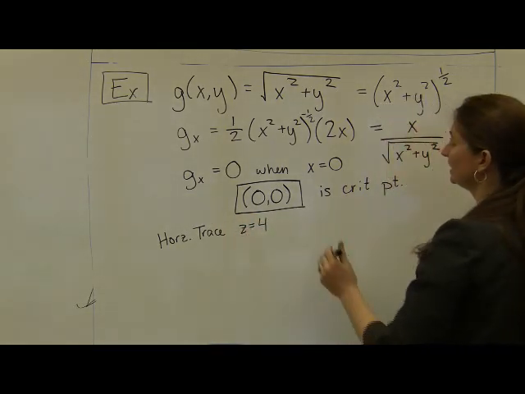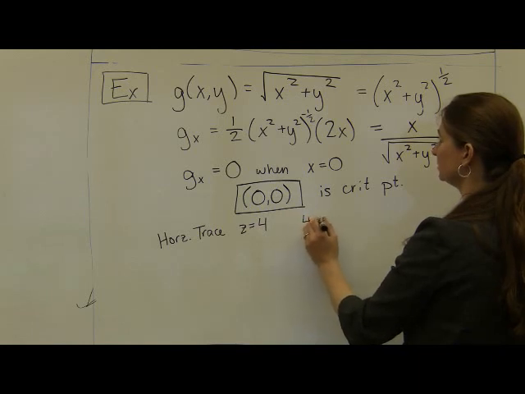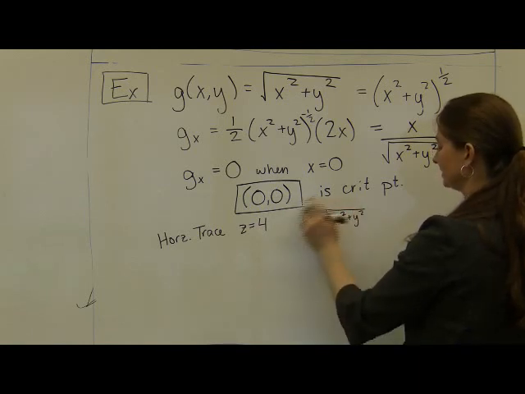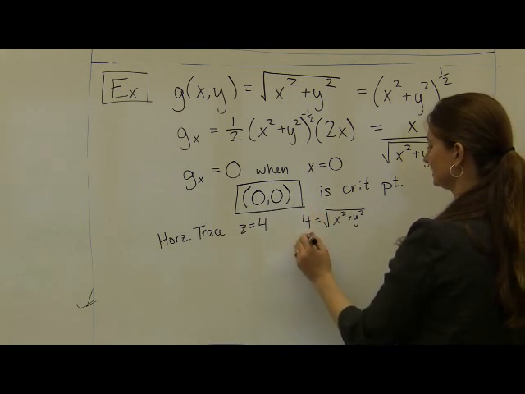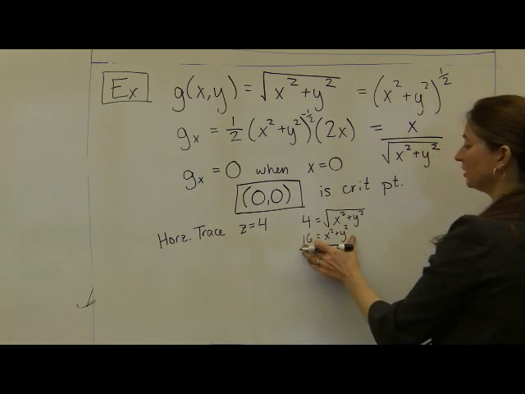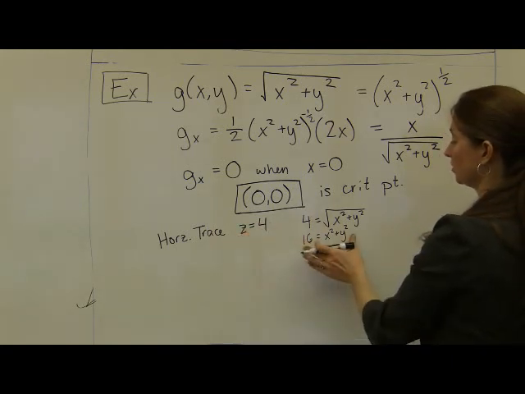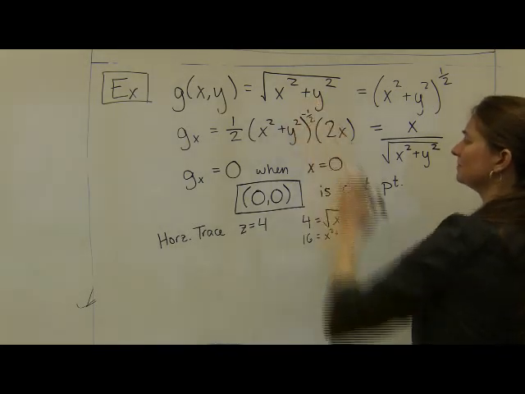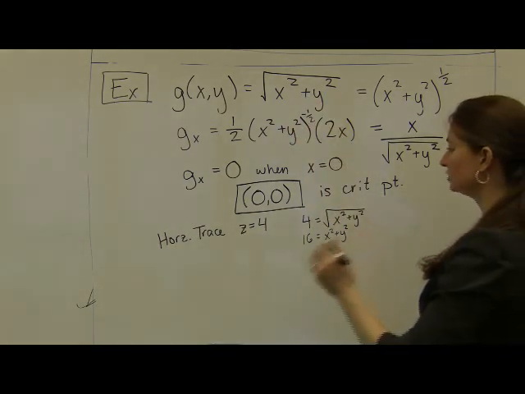And what do I get out? It means that 4 is going to be equal to the square root of x squared plus y squared. If I square both sides, it means that 16 is equal to x squared plus y squared. And in general, all of my horizontal traces are going to be circles. So I know that I do have some circles. It looks like it could be something similar to a paraboloid. It turns out it's not.